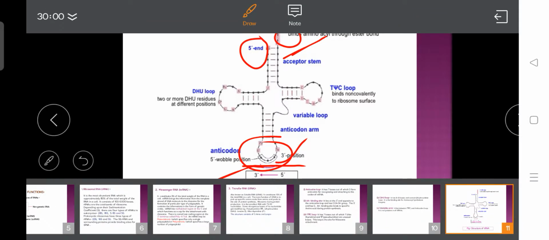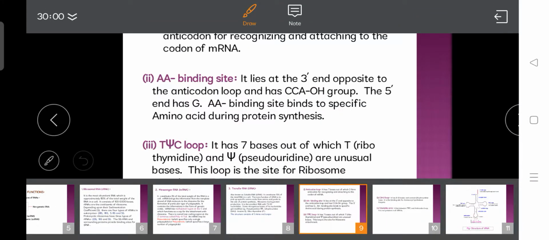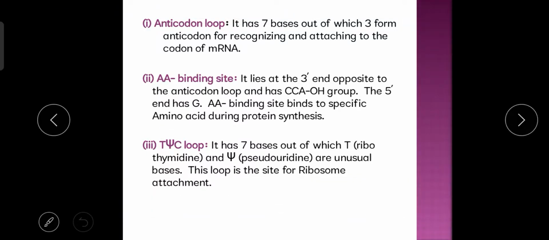So the anticodon loop is finished. The anticodon loop contains the anticodon for recognizing and attaching to the messenger RNA. What is the function of the amino acid binding site? It helps in the binding of the specific type of amino acid. This way the transfer RNA picks up a specific amino acid from the amino acid pool. Which part of the tRNA binds to the amino acid? The amino acid binding site.